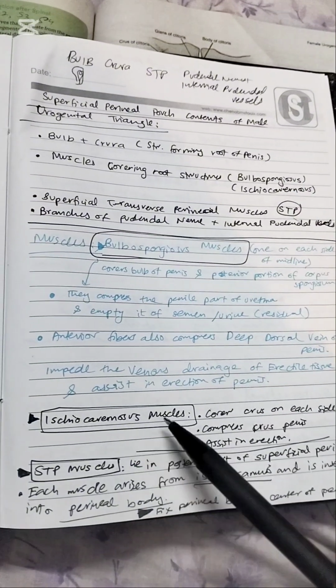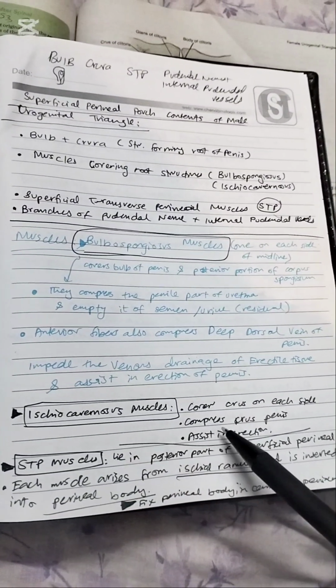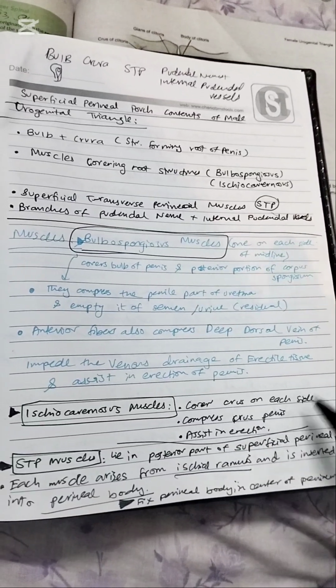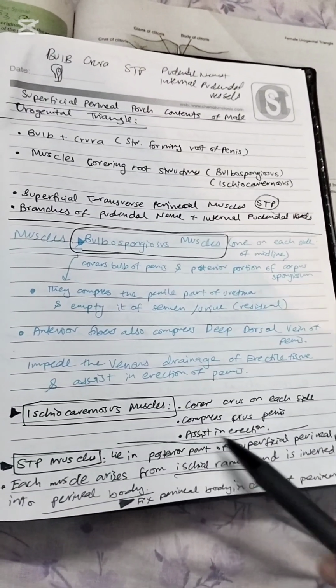Let's talk about the ischiocavernosus muscle. The ischiocavernosus muscle is going to cover the crus on each side, and it is going to compress the crus penis, and it is going to assist in erection as well.